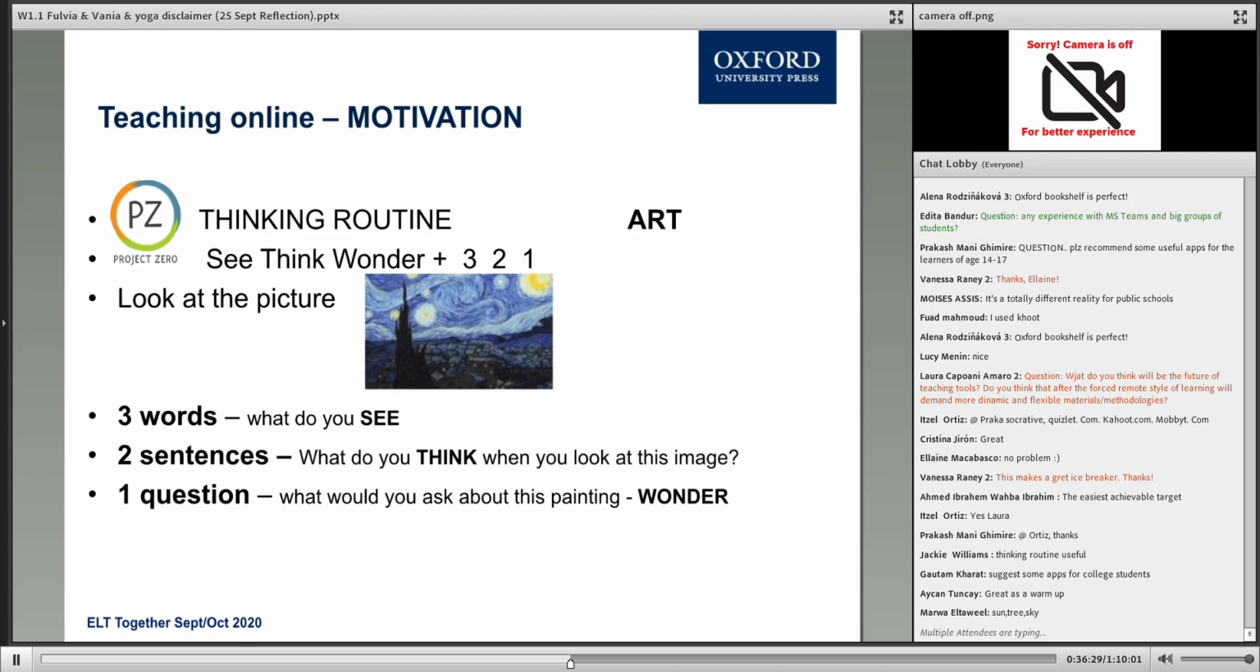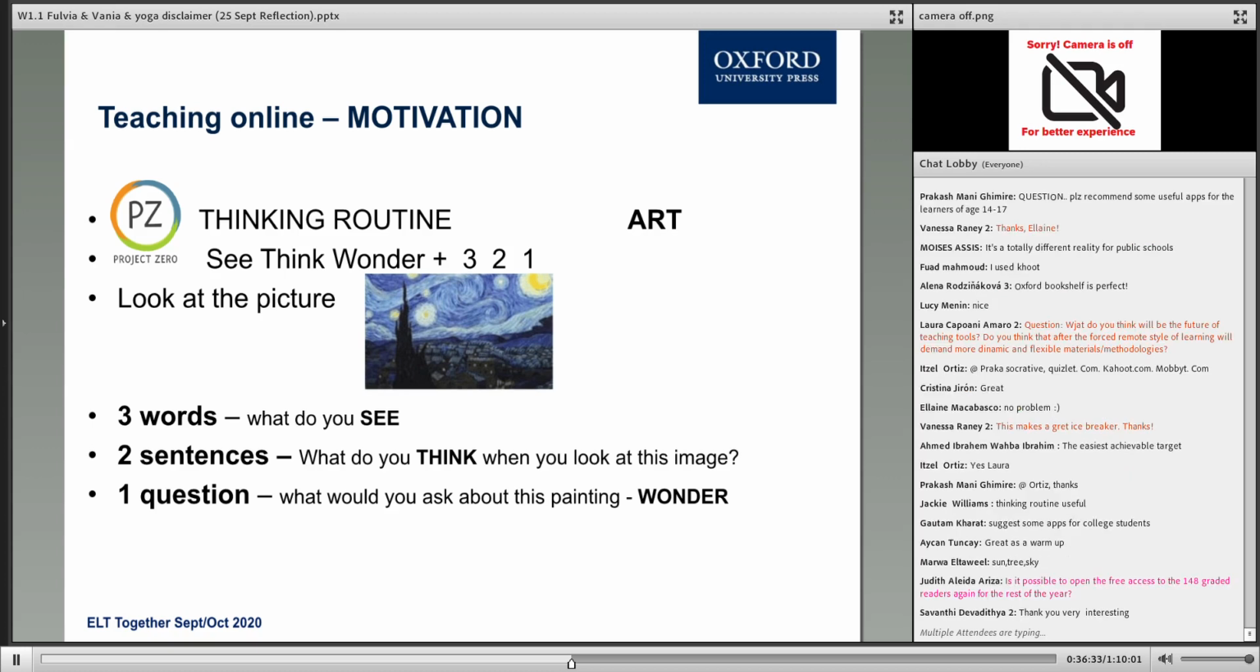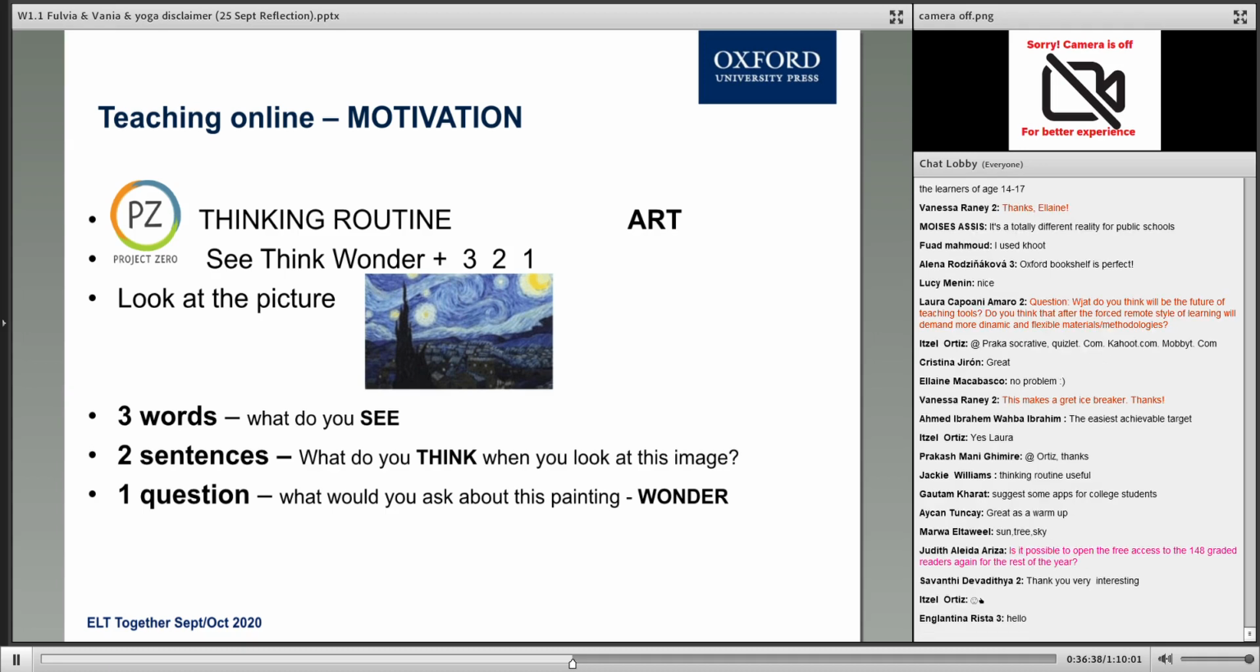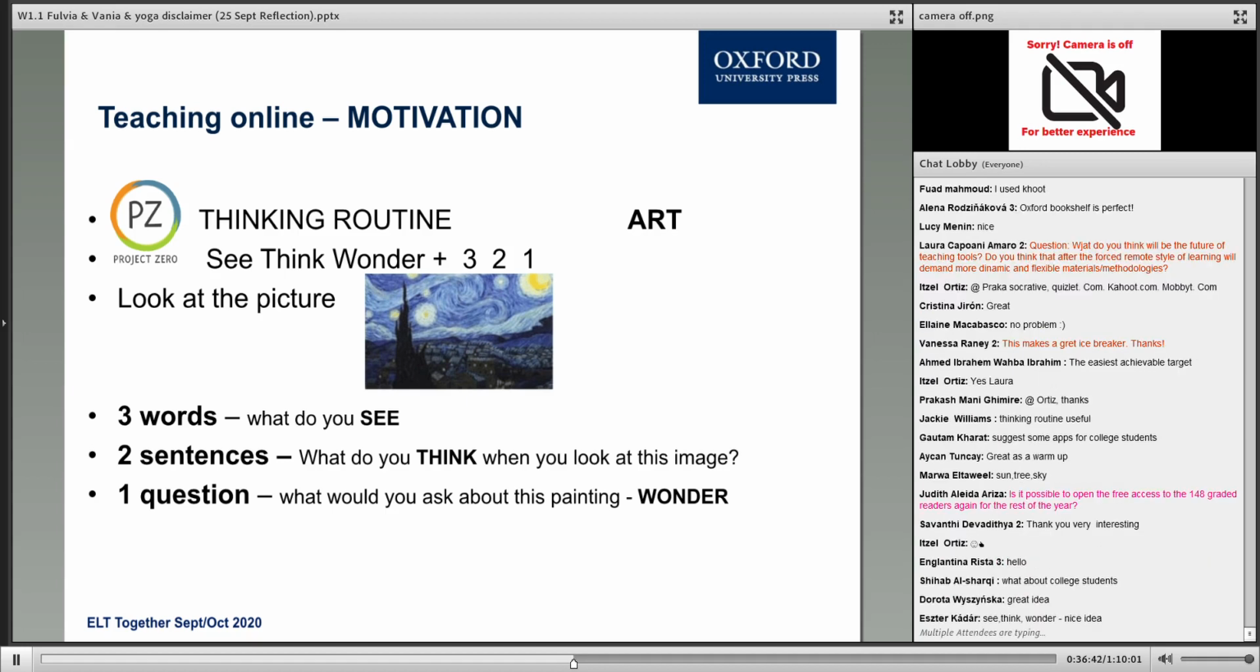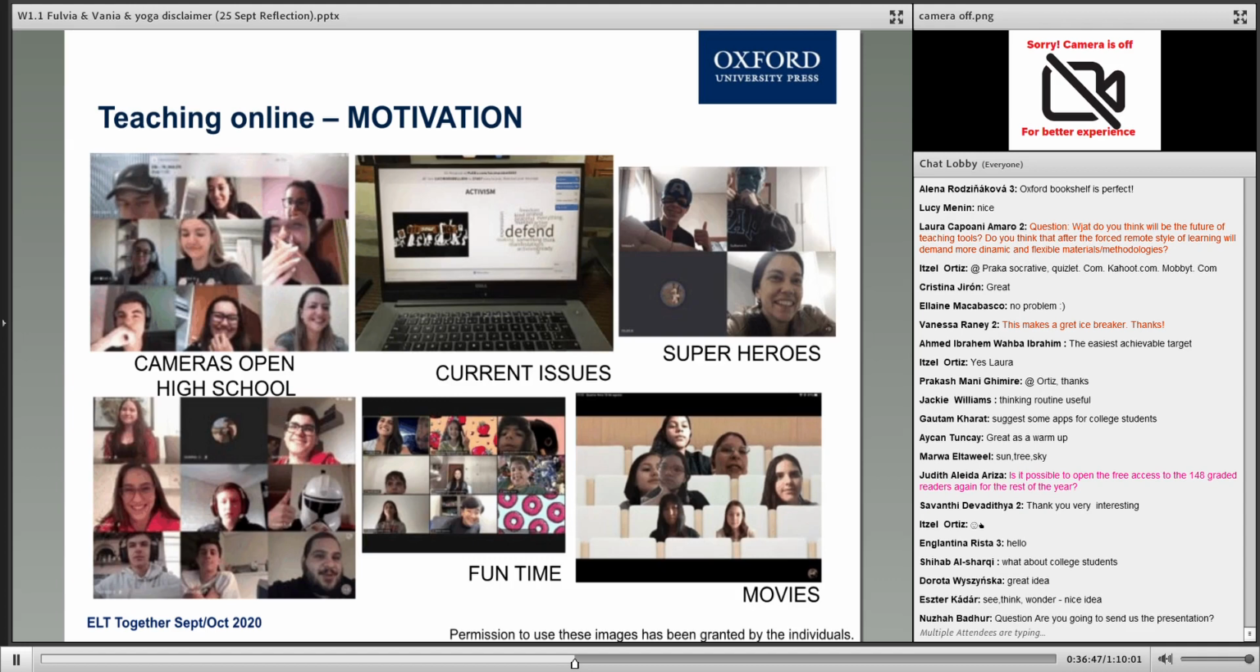They get really involved with that. And there are about 20 thinking routines we can rely on and use in the classroom. So I pretty much advise you to look at this Project Zero Harvard thinking routine if you haven't.